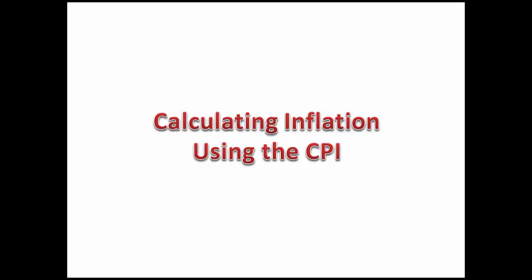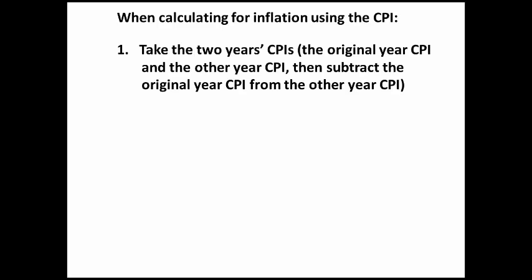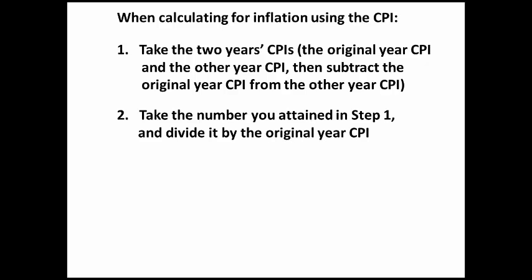Calculating inflation using the CPI. When calculating for inflation using the CPI, number one, take the 2 years' CPIs, the original year CPI and the other year CPI, then subtract the original year CPI from the other year CPI. And number two, take the number you just attained in step one and divide it by the original year CPI.